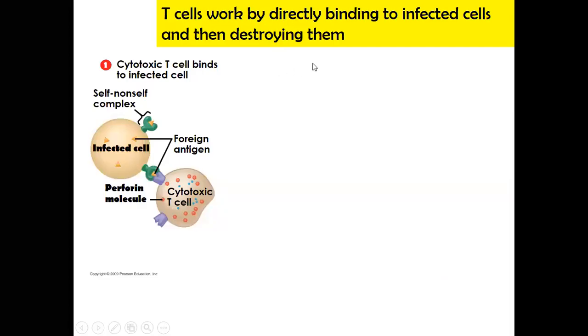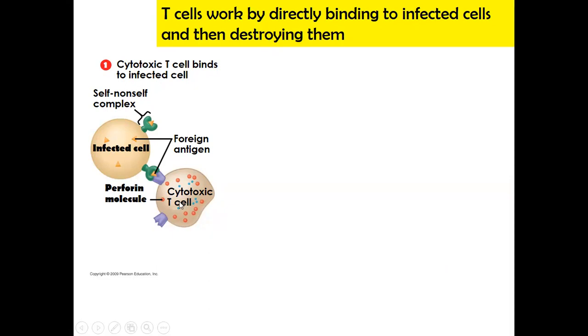T cells work by directly binding to infected cells and then destroying them. This is the mode of action of T lymphocytes. Cytotoxic T cell binds to infected cell. This is the self and non-self complex. This is the infected cell, and this is the cytotoxic T cell, which has perforin molecules.